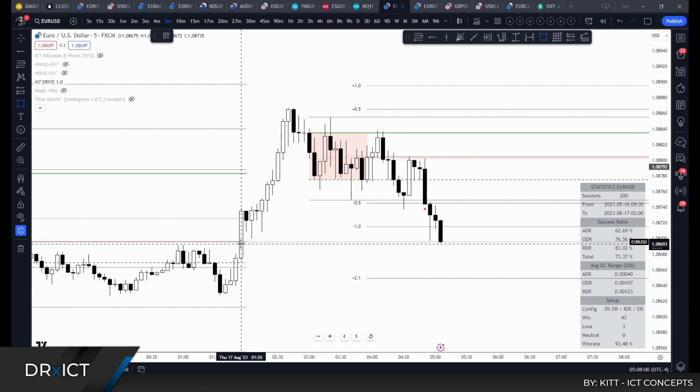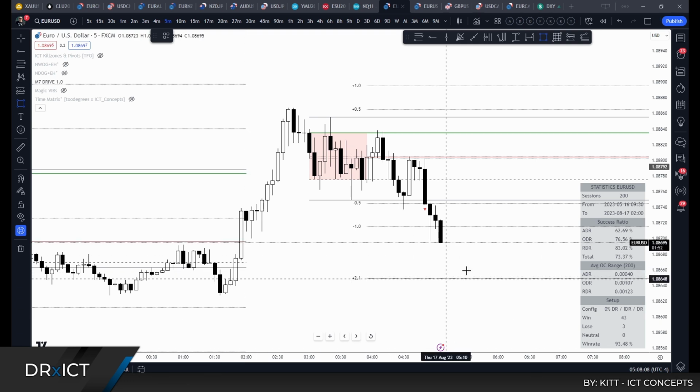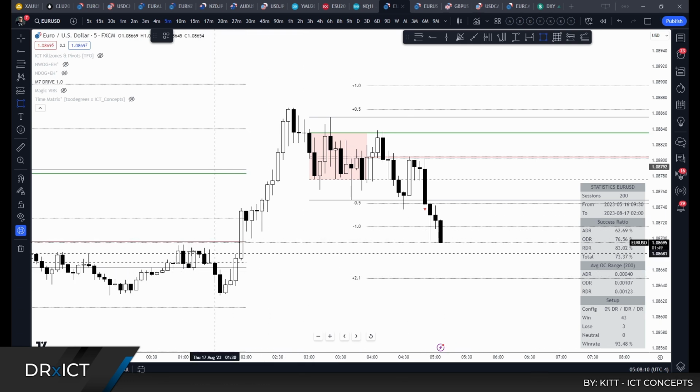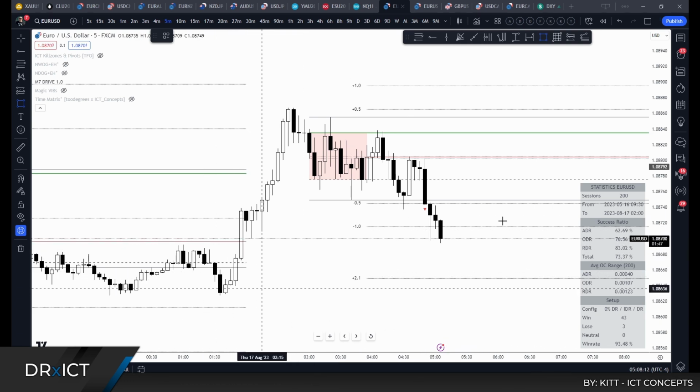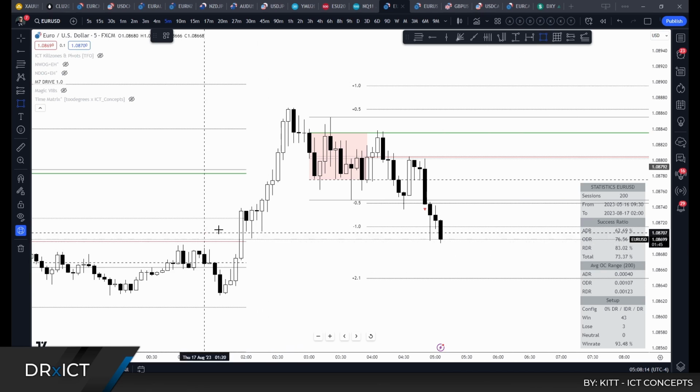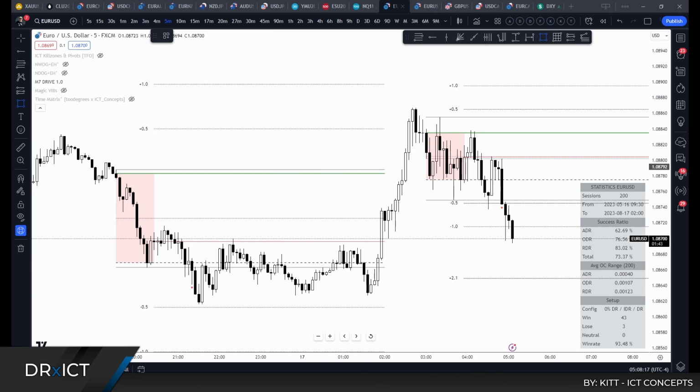What's the easy way to do this? I don't... 2.1, we got a fair value gap here. This is where we're going. We know where we're going. It's just, where's your entry? How do you get in? I think it's a tough entry.